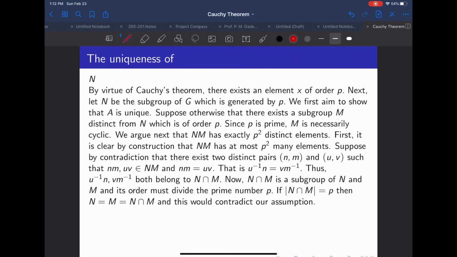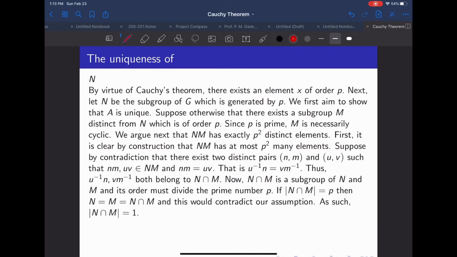Now, if somehow the order of the intersection N intersect M is p, then that means that the overlap gives us everything, right? But if the overlap gives us everything, this is implying that N must be M, which is N intersect M. And that would be a contradiction because we assume that N is not M.